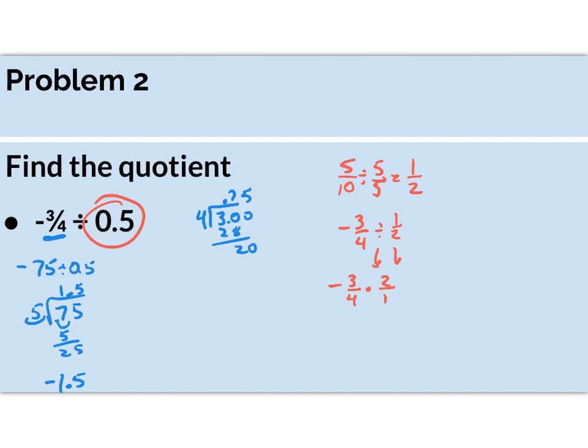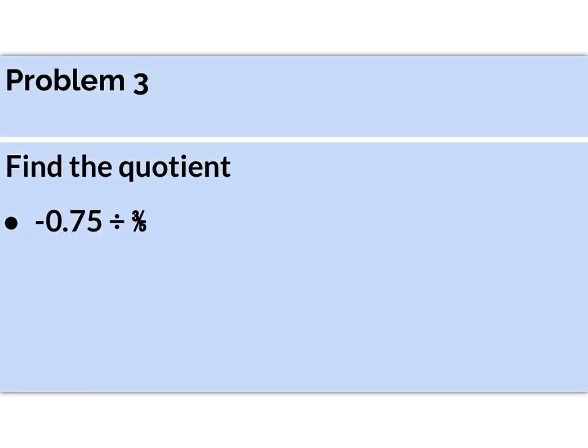We know the change and the flip: negative 3 over 4 times 2 over 1. We know that we factor out, and it is negative 3 over 2. And 2 goes into 3 once, 1 left over, 2 stays down in the bottom. And we know that 0.5 is a half, so we get the same answer. So it works either way. Okay.